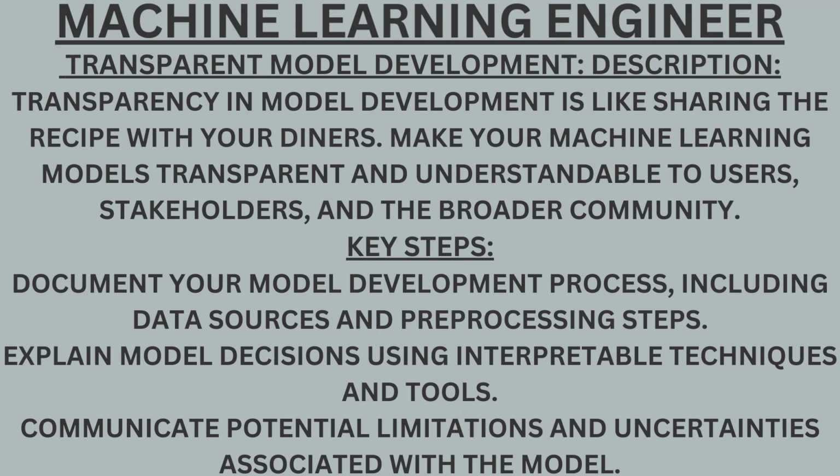Transparent model development. Description. Transparency in model development is like sharing the recipe with your diners. Make your machine learning models transparent and understandable to users, stakeholders, and the broader community. Key steps. Document your model development process, including data sources and pre-processing steps. Explain model decisions using interpretable techniques and tools. Communicate potential limitations and uncertainties associated with the model.